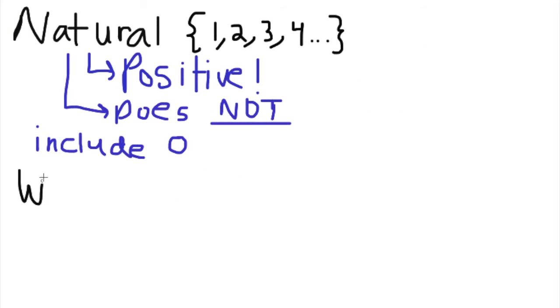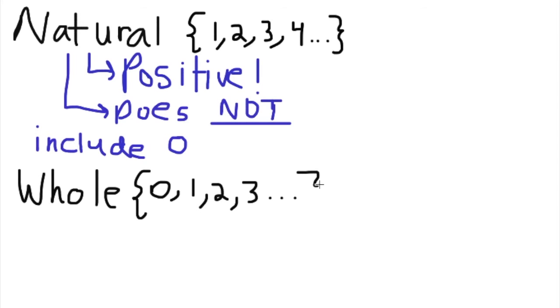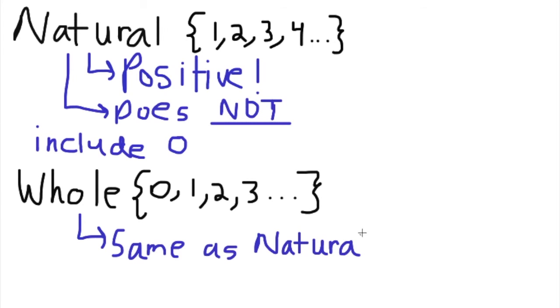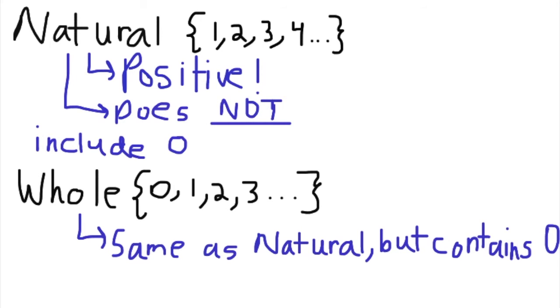Now let's go to whole numbers. This set includes 0, 1, 2, 3, and so on and so forth until infinity. They are the same as natural numbers, except they include 0. So natural numbers do not include 0, while whole numbers do include 0.